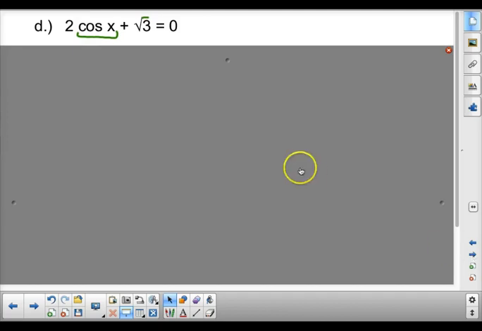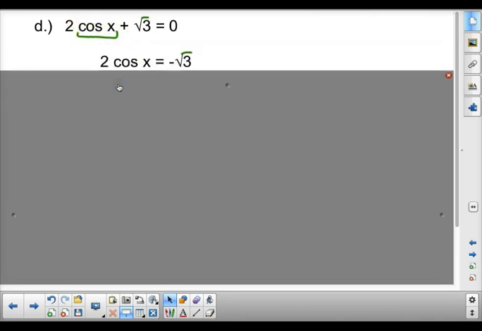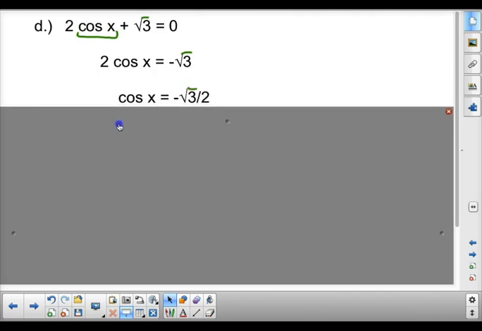This one's a little more complicated because what I really want to do, if I have 2 times the cosine of x plus the square root of 3 is equal to 0, is isolate this trigonometric function here. So I want to get cosine of x by itself. So I'm going to subtract the square root of 3 from both sides of the equation and divide by 2. I'm still talking about the interval from 0 to 2 pi.